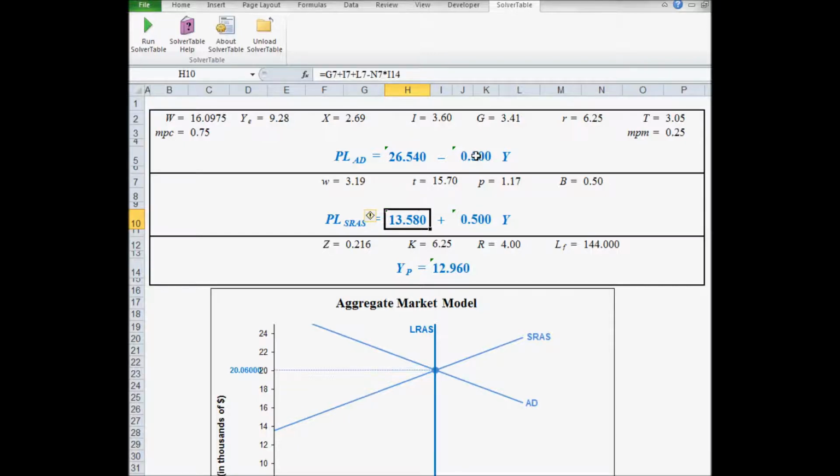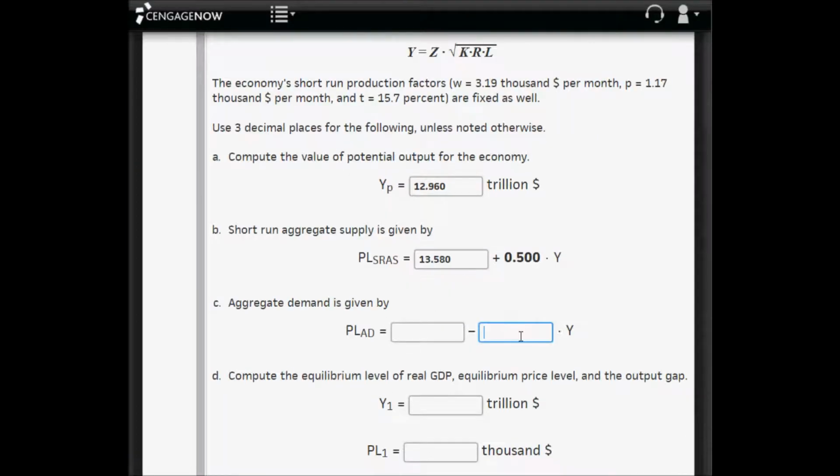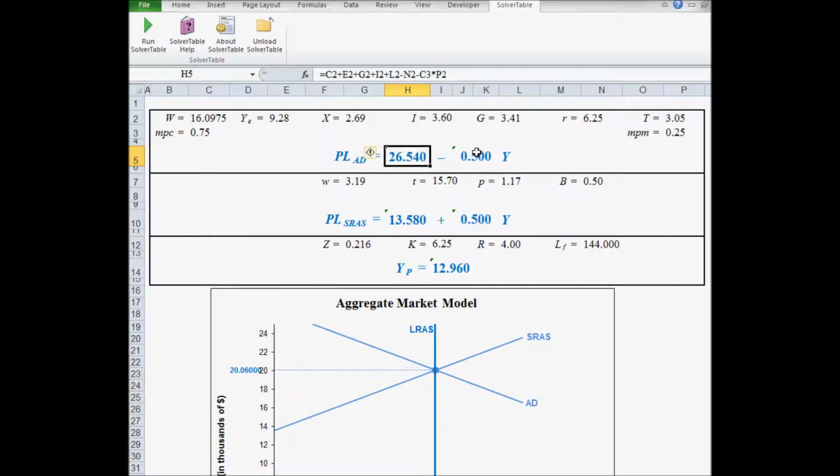That's how we get the intercept for short-run aggregate supply. For aggregate demand, the slope is the MPS, so 0.25, plus the MPM. So 1 minus 0.75 is 0.25. 0.25 plus 0.25 is 0.5. The intercept is 26.540.